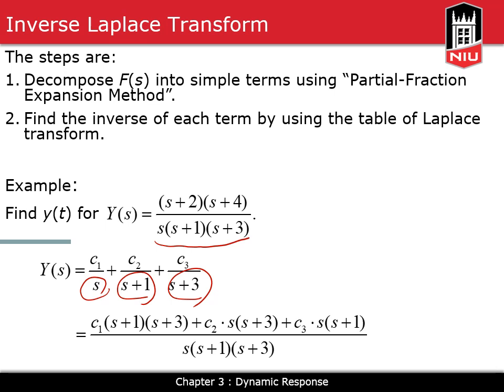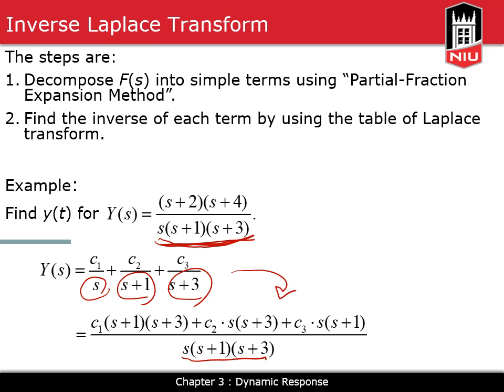One way to do this is to apply a common denominator, and get this into the form showing up in the last row. In that form, you can see C1 times s plus 1 times s plus 3, plus C2 times s plus 3, plus C3 times s plus 1 shows up in the numerator. The denominator is exactly the same as the denominator of the original y of s function.